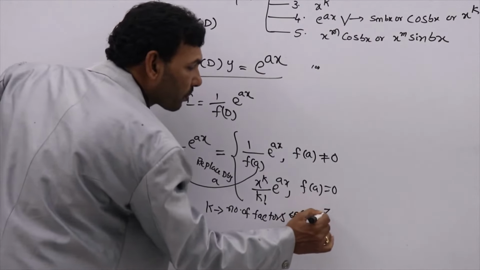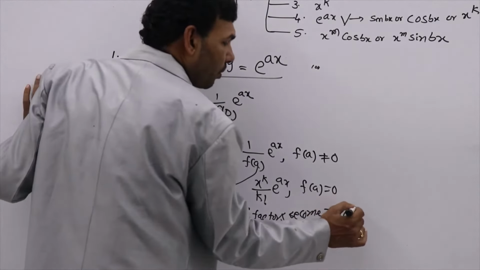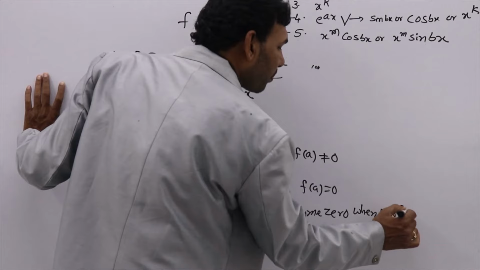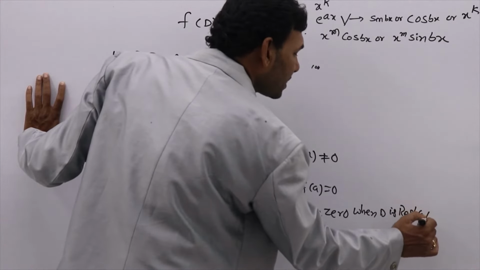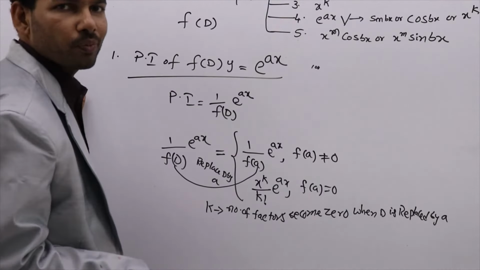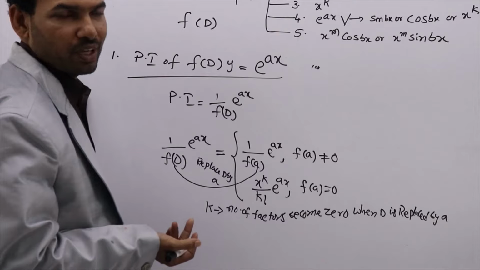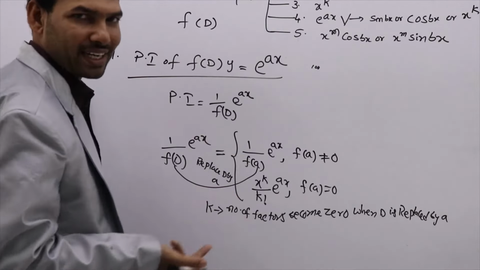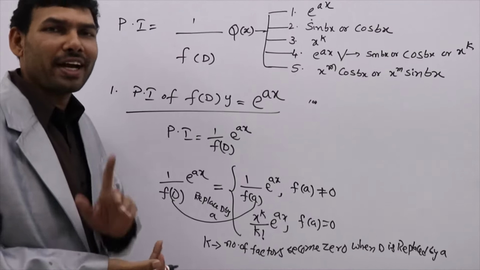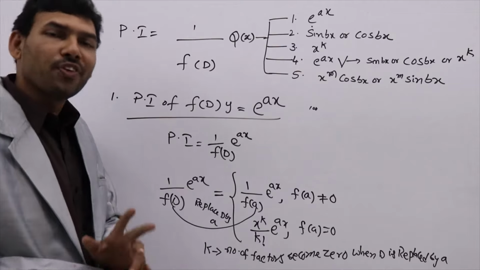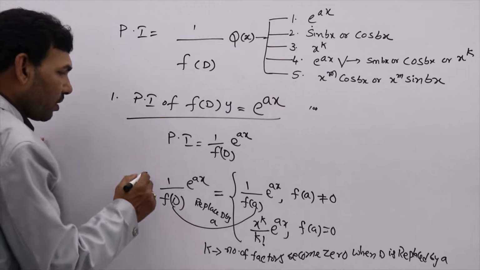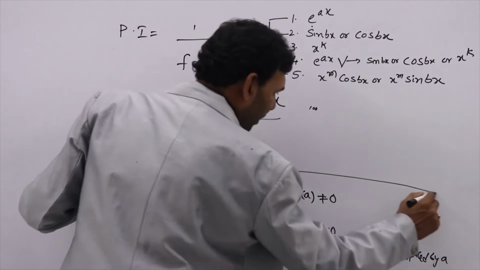that become 0 when D is replaced by a. If you replace D by a and you get 0, how many factors are you getting? If you get 0, write it as factors. In those factors, if you replace D by a and you get one factor 0, k will be 1. If you get two factors 0, k will be 2. Based on that, we are going to write the formula if you get 0.